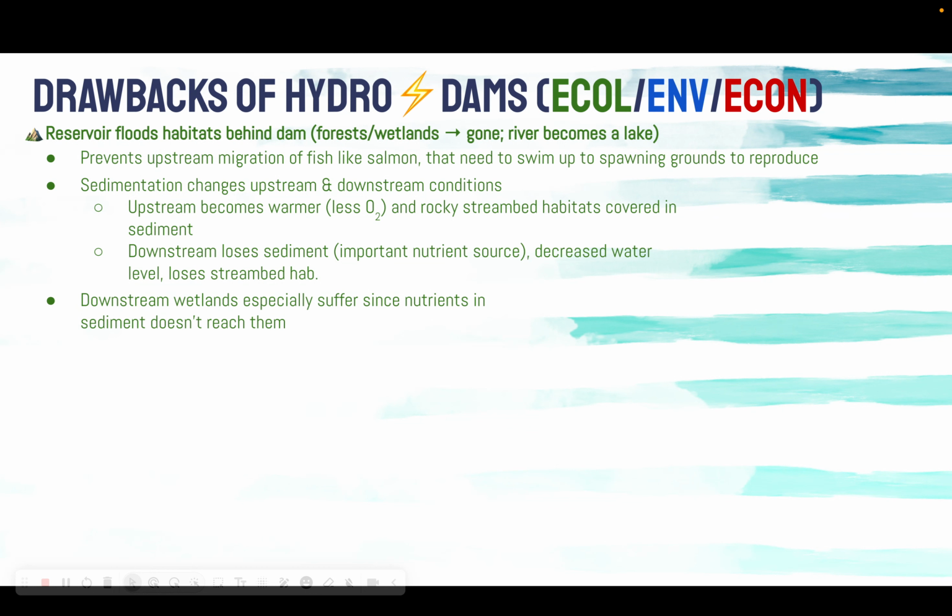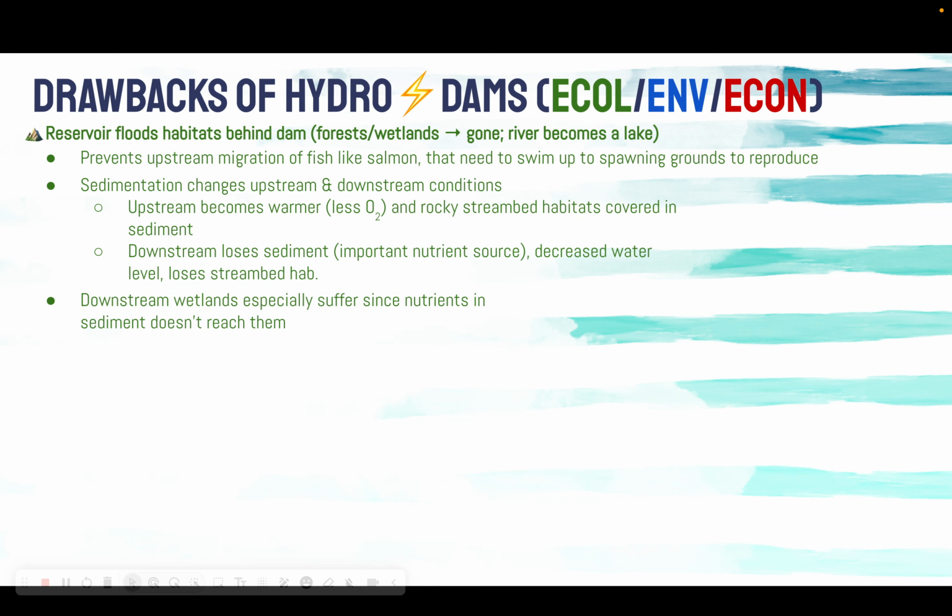Downstream also loses the sediment, which can be an important nutrient source, and it can decrease the water level or increase it rapidly. Dams can actually control the amount of water that's flowing downstream. So if they need to release a lot of water at one time, that can impact the ecosystem. And if they need to stop the water flow, that changes the ecosystem too. So it's less natural, it's more of a man-made changing of that ecosystem.